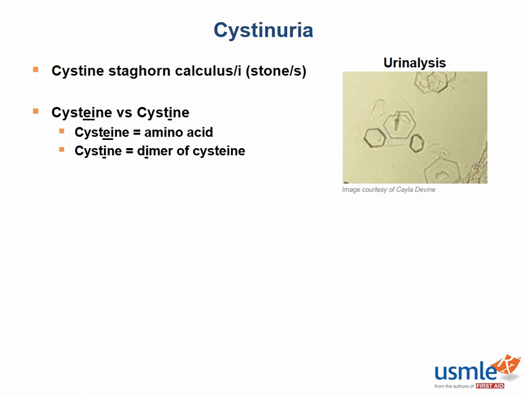What's the diagnostic step for cystinuria? That would be the urinary cyanide nitroprusside test. Good. What would be the treatment?